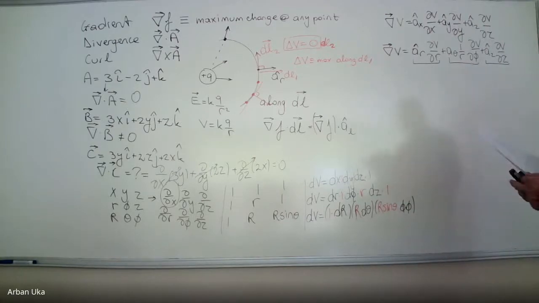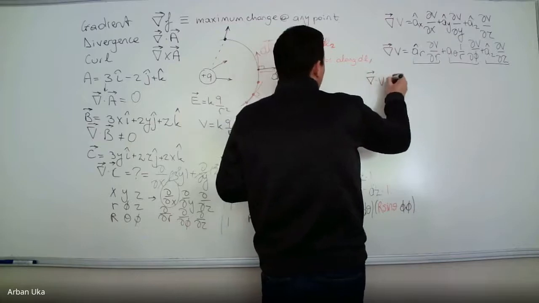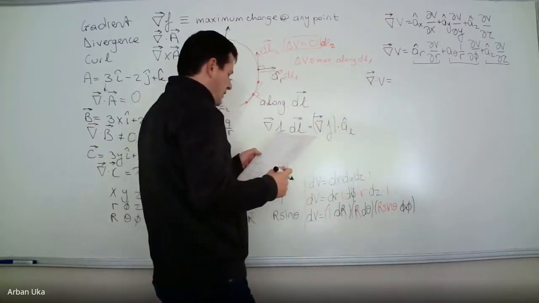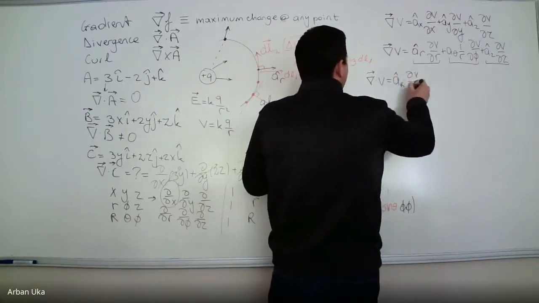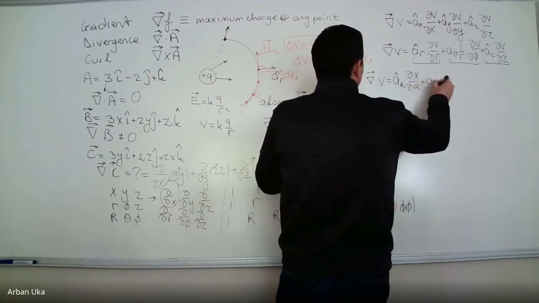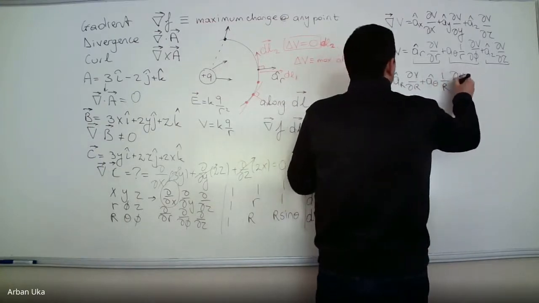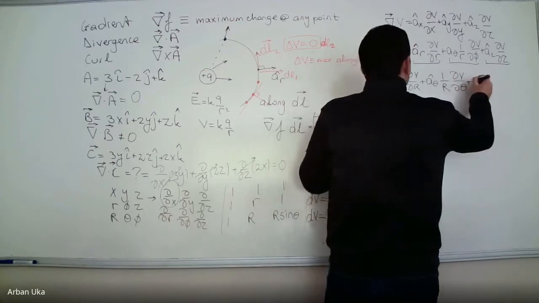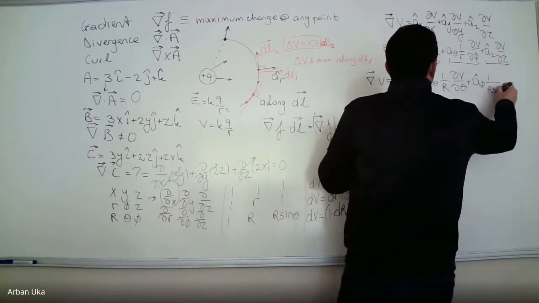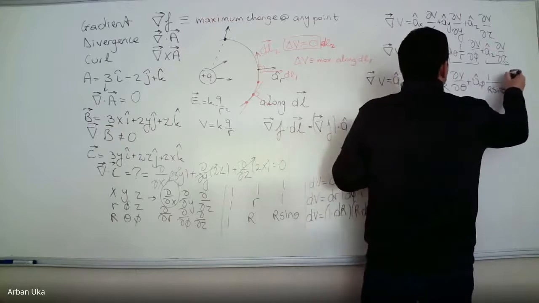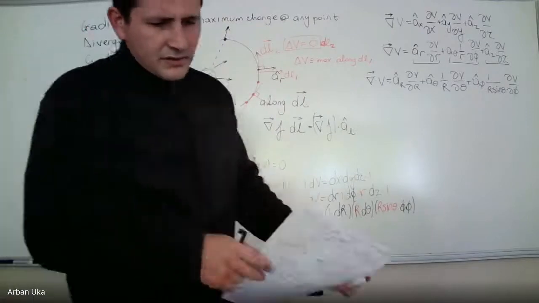And now, regarding this is the Cartesian, this is the cylindrical, and for the spherical coordinate system, we have the following: the divergence of V in these coordinates is going to be equal to A_r dV over dr plus A_theta 1 over r dV over d theta plus A_phi dV over d phi. So this is the divergence for the spherical coordinate system.